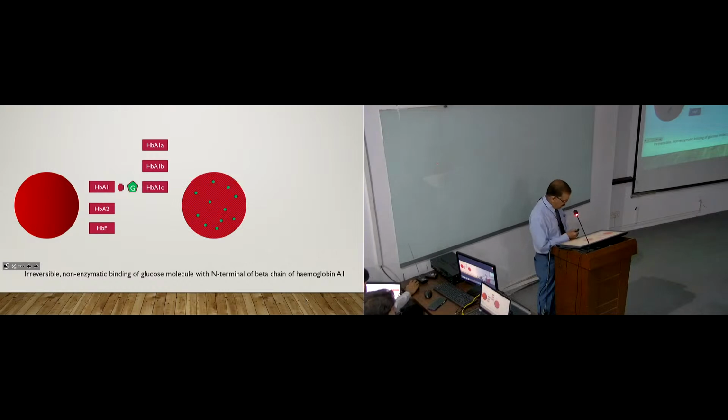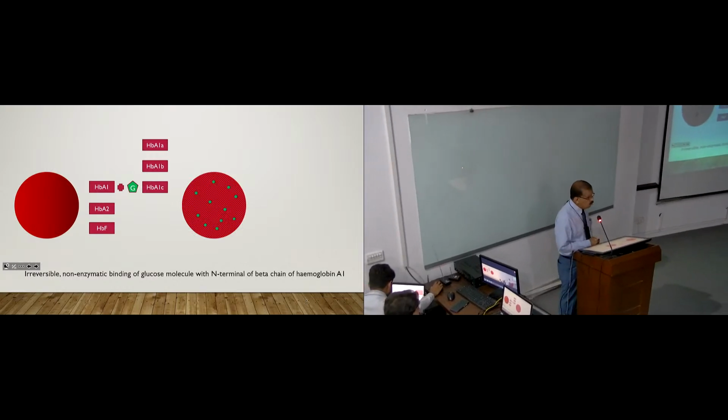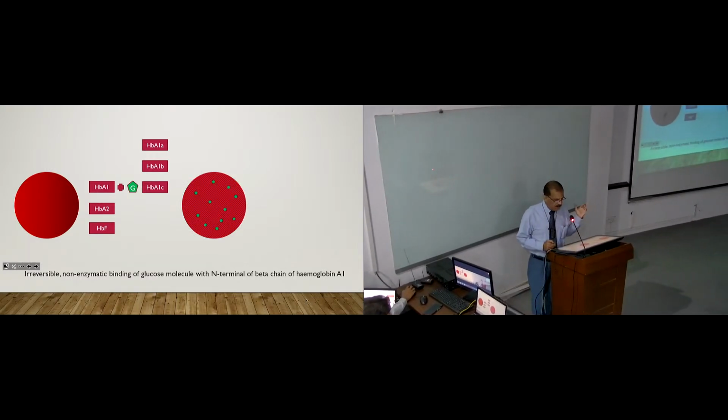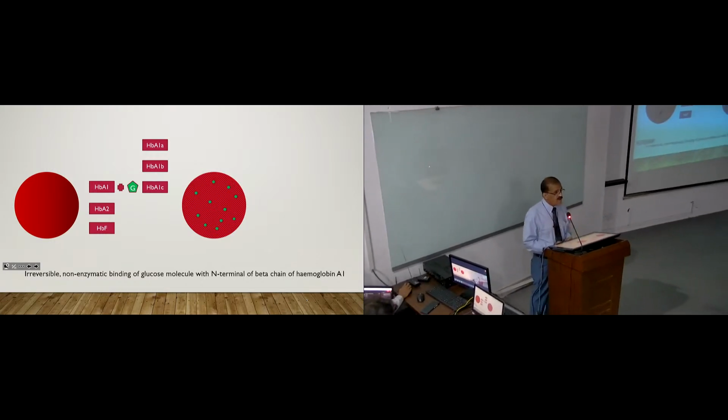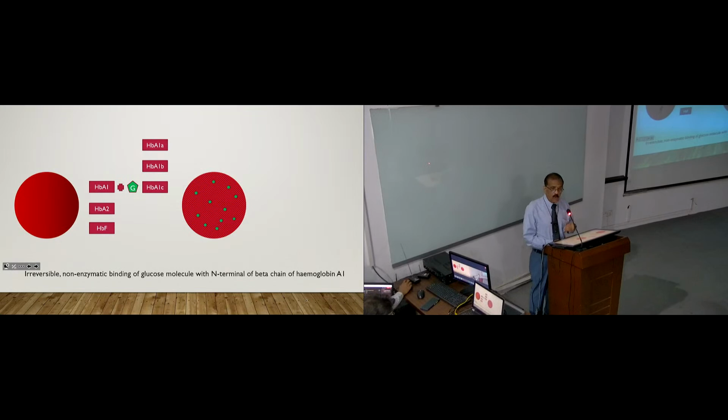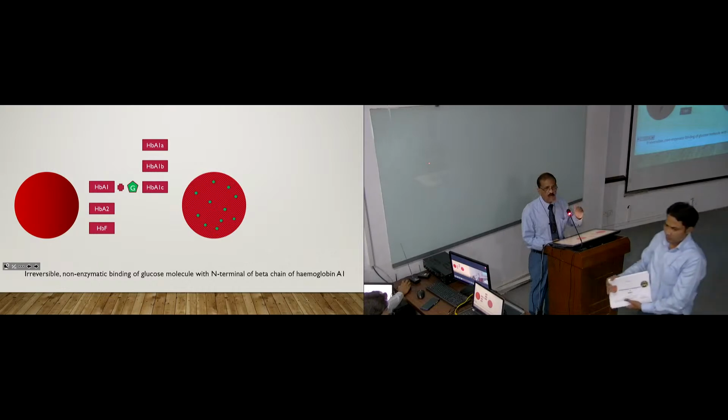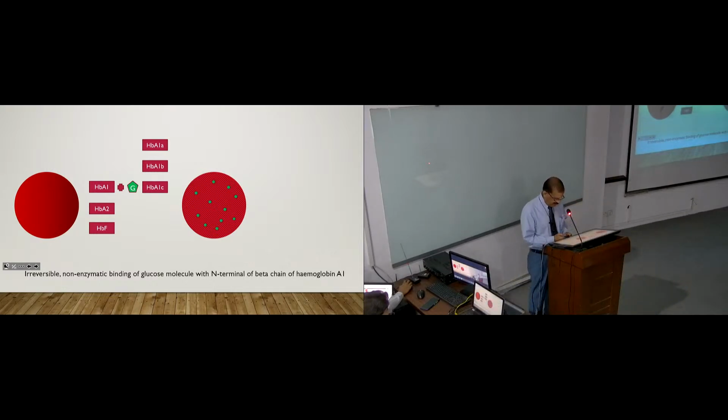Now this is an RBC, where most of it is still hemoglobin, but with some glucose. Interestingly, when this glucose binds to the hemoglobin molecule, it does not affect the function of hemoglobin. Hemoglobin continues to function as hemoglobin, and it is chemically the same, but there are certain ways of differentiating this glycated hemoglobin from normal hemoglobin, and that provides the test value.